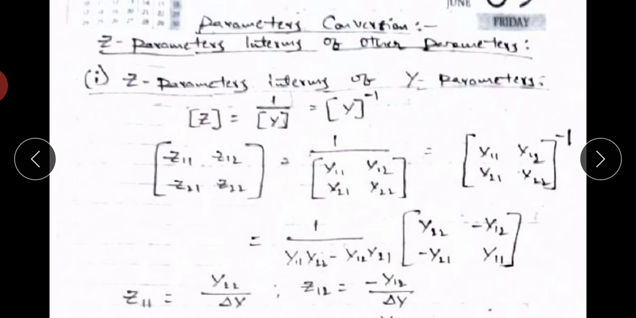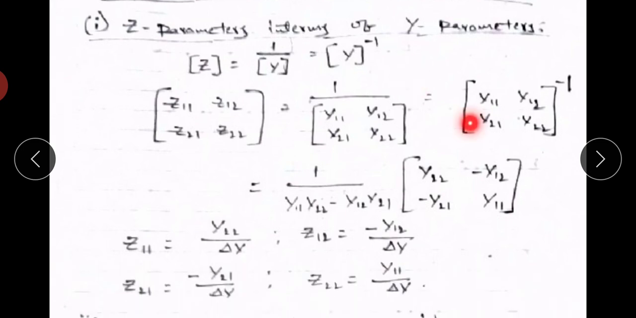So first one, Z parameters in terms of Y parameters. Z parameters means impedance parameters, Y parameters means admittance parameters. So impedance parameters equals the reciprocal of admittance parameters. So we know the relation, Z equals 1 by Y. So Z matrix equals the inverse of Y parameter matrix. Z parameters are Z11, Z12, Z21 and Z22. Y parameters are Y11, Y12, Y21, Y22. So the inverse of Y parameter matrix equals Z parameter matrix.